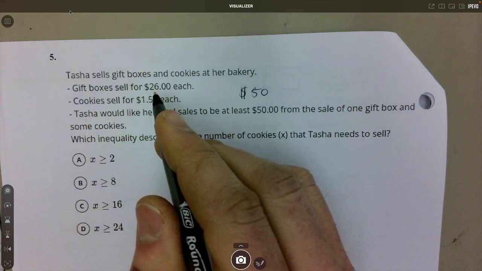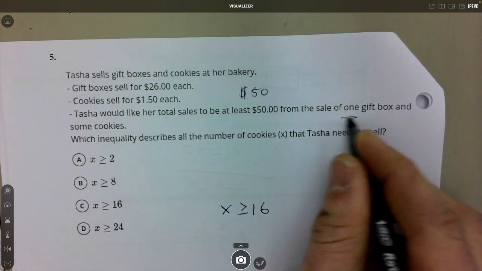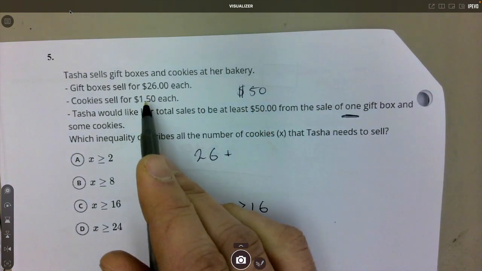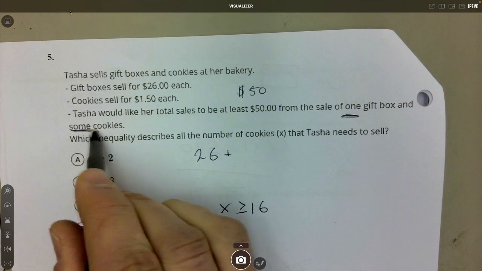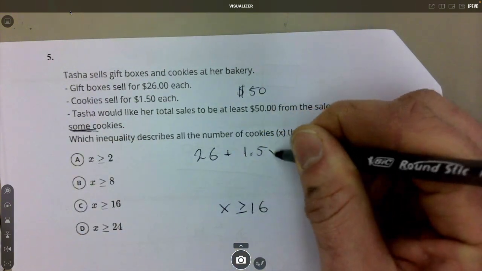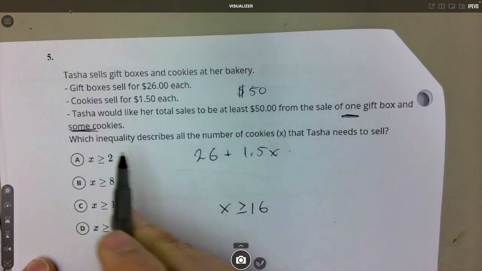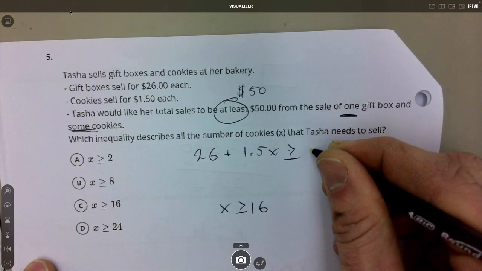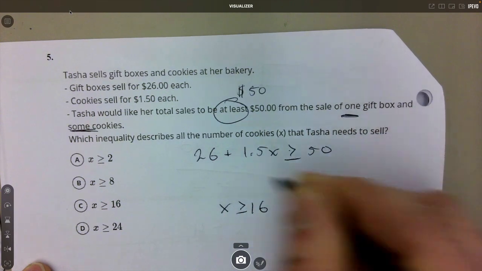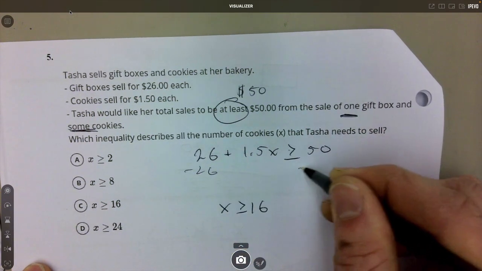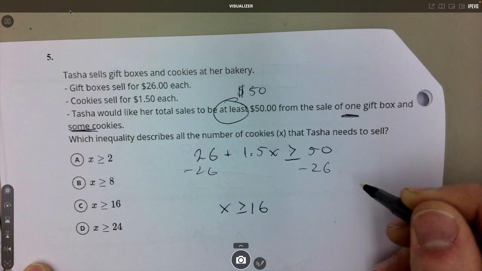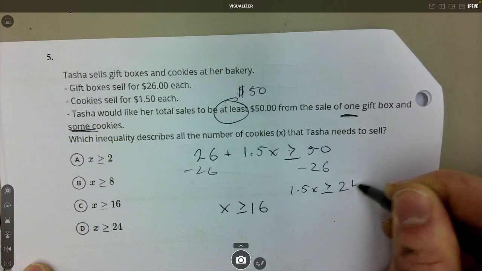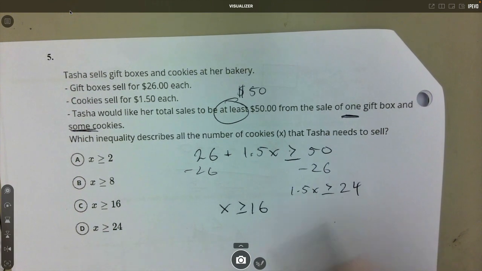The gift box sells for $26 and she buys one of them. That is the one-time gift box. Then she has $1.50 for each cookie. You don't know the number of cookies. It should be 1.5x. Since it is at least means greater than or equal to. If you did the math of this, you would have subtracted 26. You would have gotten 24. Yeah, 24. And that should be correct.